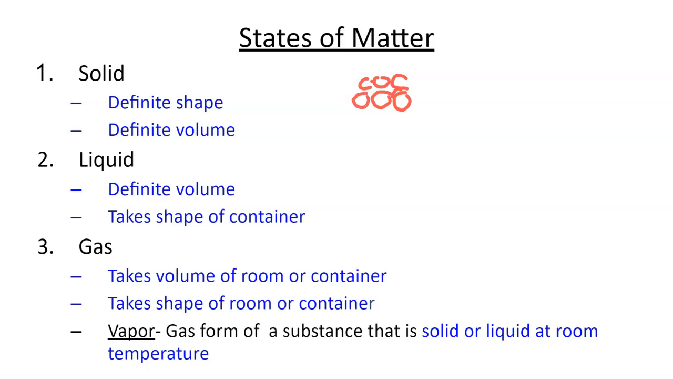Liquid will be particles that have a definite volume but take the shape of their container. So they can slide past each other. So they're still circles, but now there's a little bit of room between them where they can slide past each other.